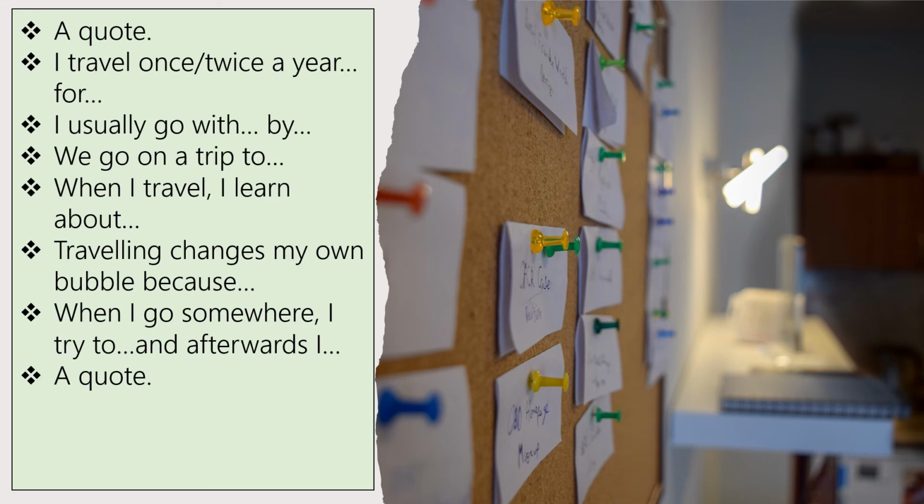These hints here may come in handy. Start and end your talk with a quote. Use these beginnings of the sentences to help you. I travel once, twice a year. I usually go with, by. We go on a trip to.